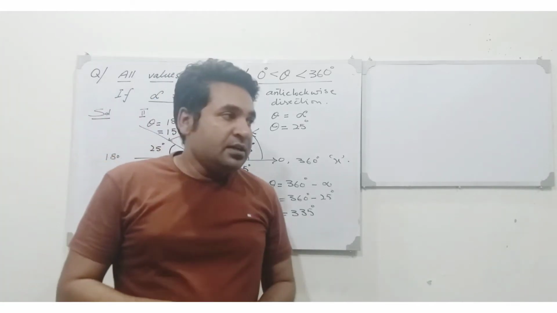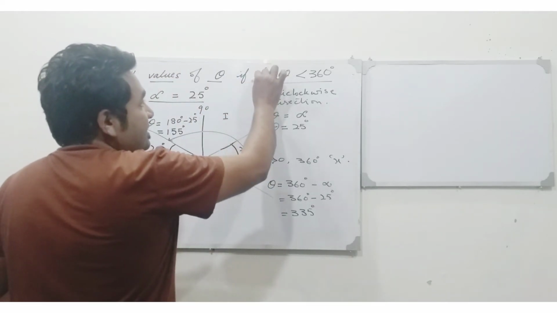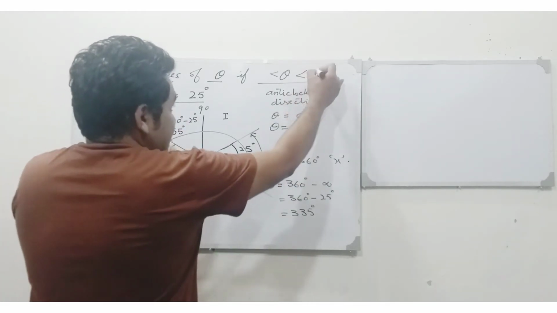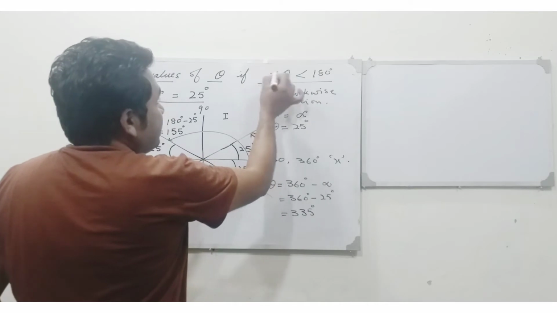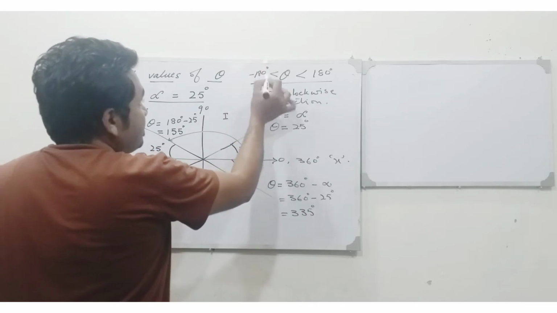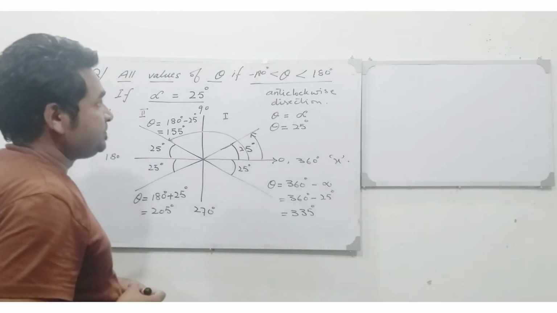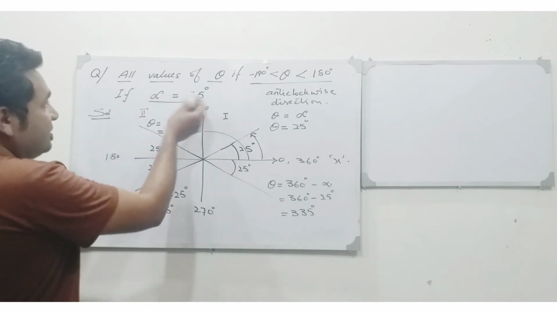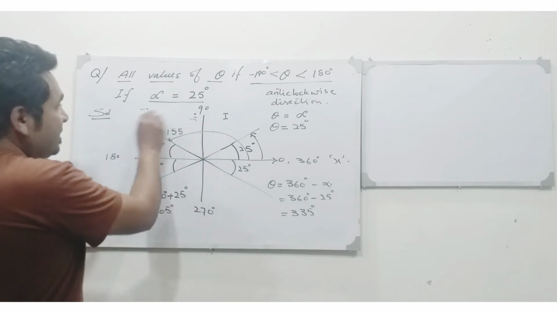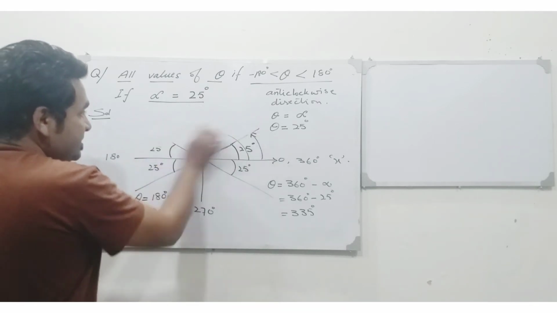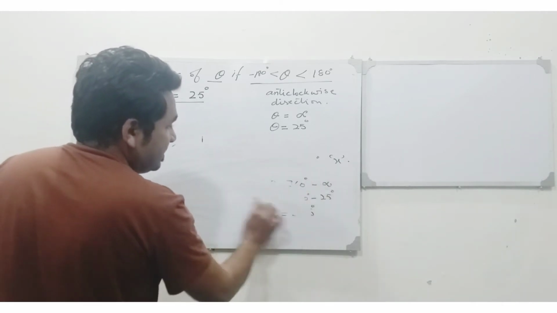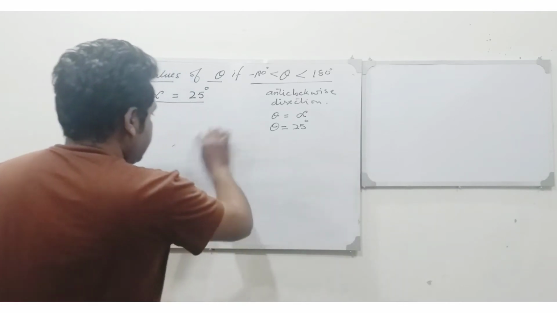Now let's change the range for this angle. For example, if theta is less than 180 degrees and greater than minus 180, this is the new range for theta. If theta is in this range, the basic angle can be 25, 35, 30, or whatever the value of the basic angle is, you have to use the same strategy. So now we will find all the values of angle theta which will come in this range.